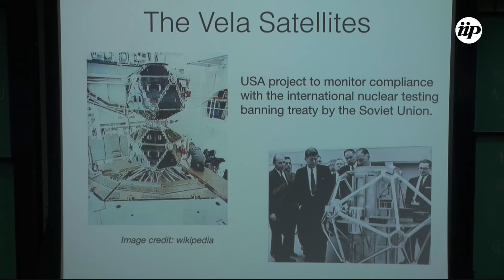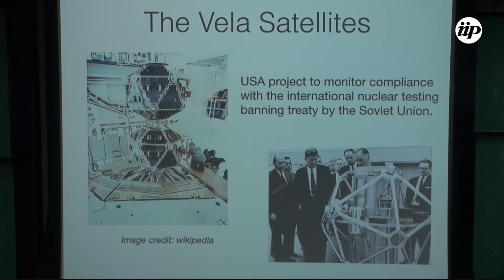This is President Kennedy looking at one of the Vela satellites. I think they were finally launched in the 70s, or late 60s, but yeah. And there were several incarnations, different generations of Vela satellites.